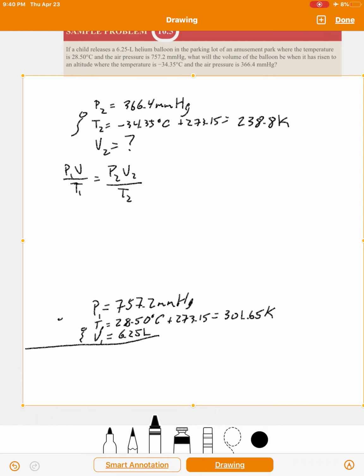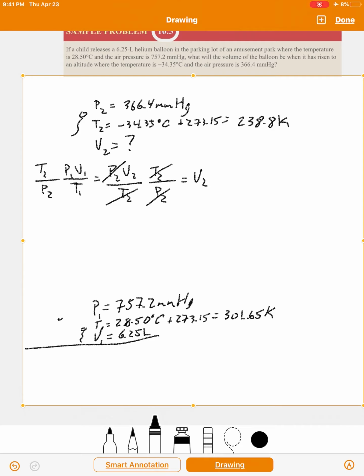So if I divide by P2, then P2 over P2 is 1. But if I divide on the right side, I've got to divide on the left side. And then T2 is in the denominator on the right side, and I want to get it away from there. So I'm going to multiply by T2, because T2 over T2 is 1. And if I do that on the right side, I've also got to do it on the left side. And there you go. T2 over P2 times P1 times V1 over T1 is equal to V2. That's the only thing left over.